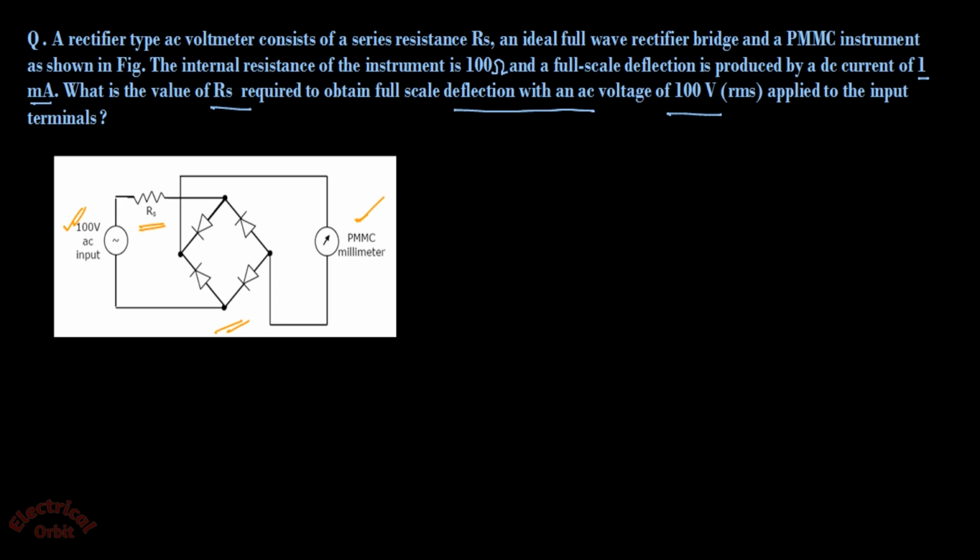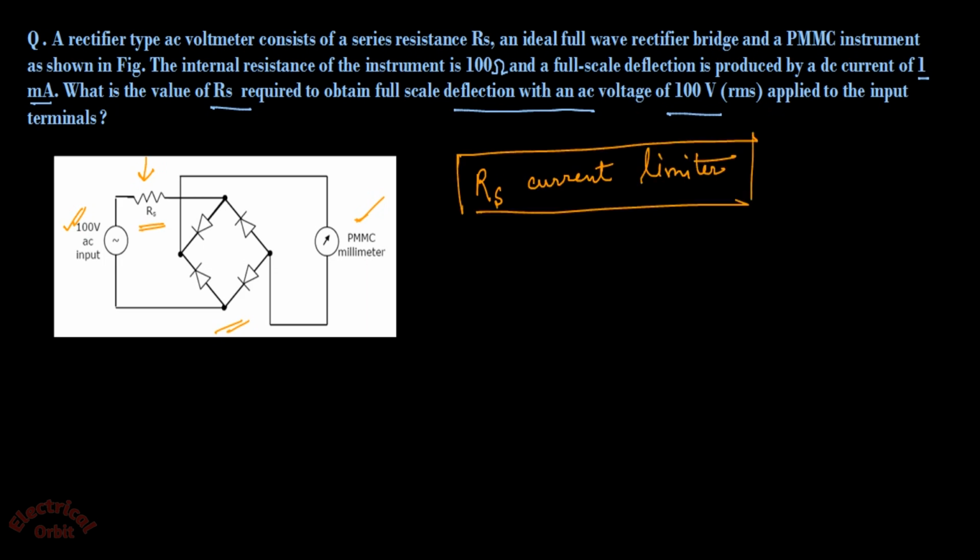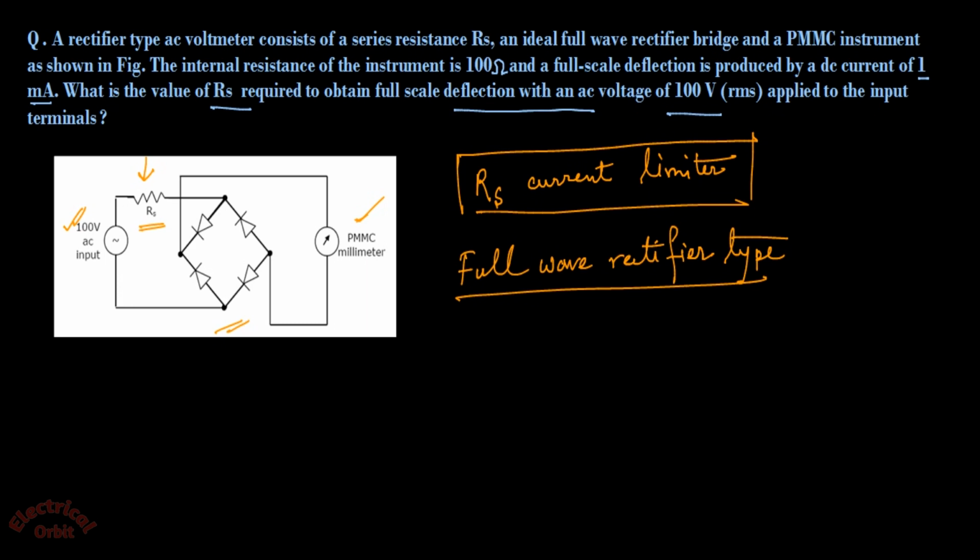Now one thing I have to mention here: what is the importance of RS in this type of instrument? This RS is used as a current limiter. So whenever the instrument experiences a high value of current, it limits the current. Now, to solve the problem we have to proceed one by one. First, this is a full wave rectifier type instrument. Clear? So the average output voltage we get here is 2 Vm by pi.